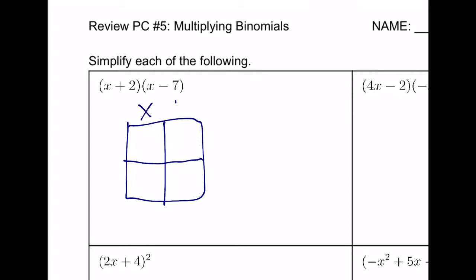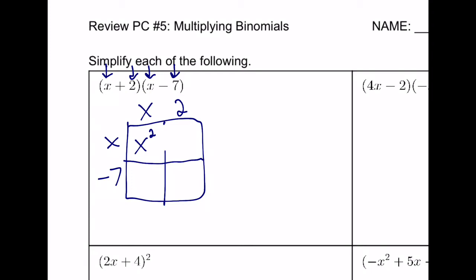We have an x here and a positive 2, an x and a negative 7, which are coming from up here. The next thing we do is we multiply row by column. So here, when we have x times x, each of these x terms has an invisible 1 as the exponent. And when you multiply them, you add those exponents together. So this gives you x squared.